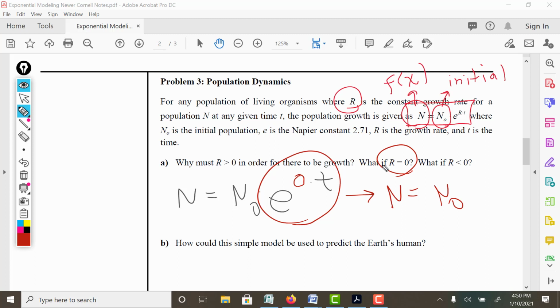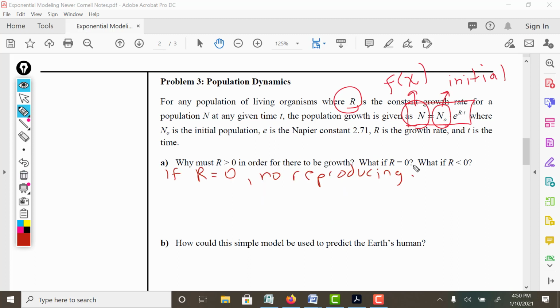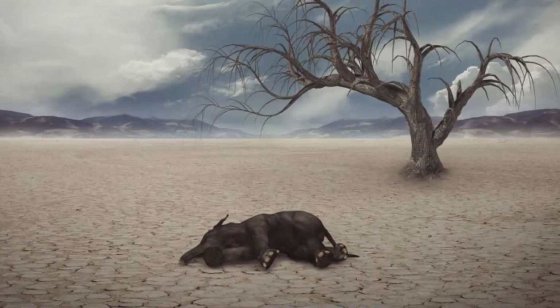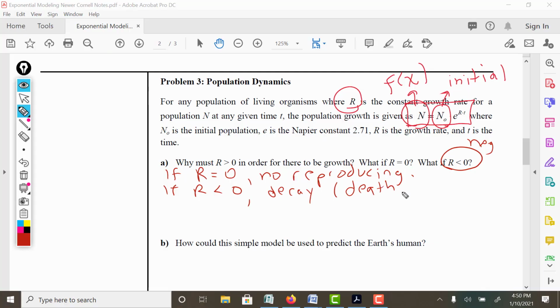If R is 0, then the population is not reproducing. Now, if R were to be negative, well, that's not a good thing, because if R is negative, it's not reproducing, it's actually dying off. It's going extinct. We call this in the math world decay, but in reality, it's just death and extinction. But this is not both at the same time. This model only tells us if a population is growing or if it's decaying. It doesn't do both at the same time. So there's a limit to that.